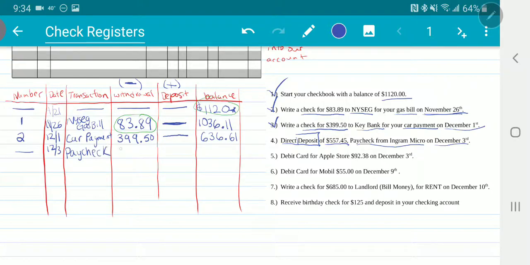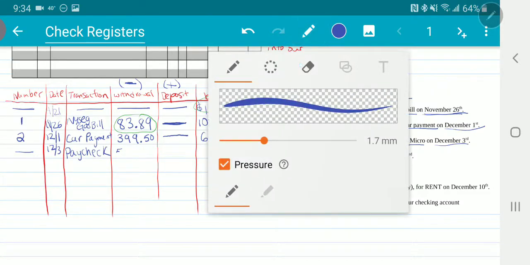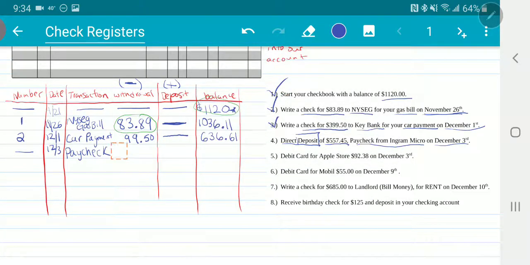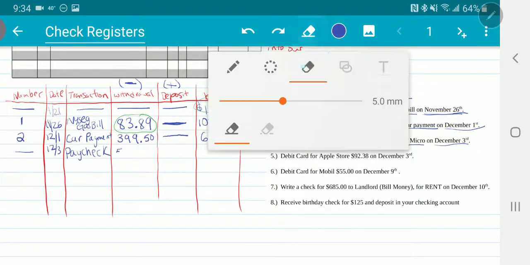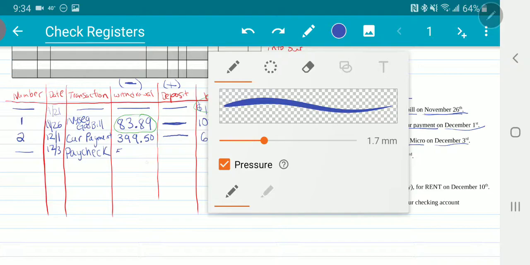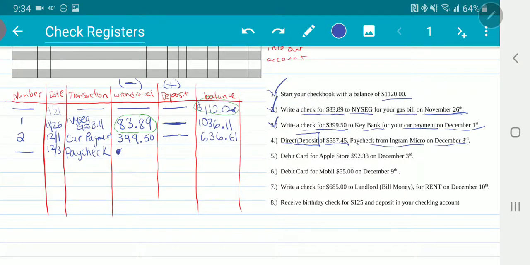Oops, I'm getting ahead of myself here. We have to see, is this a deposit or a withdrawal? In this case, I started writing in withdrawal, but it's not a withdrawal. It's a direct deposit, so there's nothing that's going to go here, and I'm getting paid, so my account's going to go up $557.45. So we're understanding the difference between a withdrawal and a deposit here.